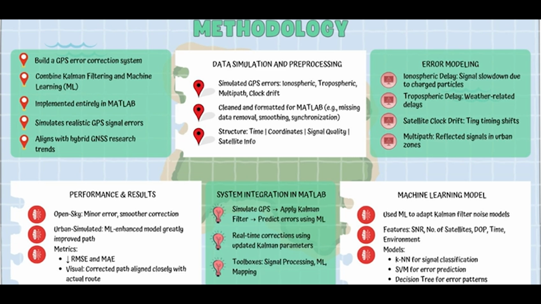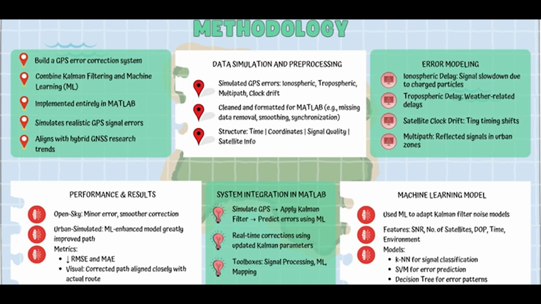Then, we applied a Kalman filter. It works by predicting the next GPS position and correcting it based on new incoming data. This process helped reduce random noise and smooth the movement path. However, Kalman filters assume consistent noise, which is not always true in real situations. We integrated machine learning to improve it further by using key features such as signal-to-noise ratio, number of satellites, dilution of precision, and environment type.